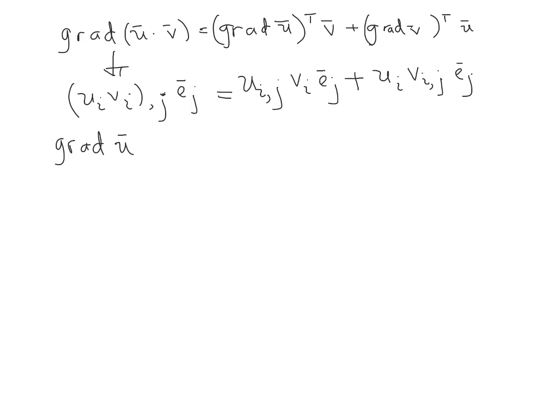Grad u is a tensor. Look at what we have here. U dot v is a scalar. Grad is a vector. So when you do grad with a scalar, it's just like having a scalar multiplication. You get a vector. Grad is a vector, u is a vector, so what you have here is actually a tensor. If you are going to write grad u in component form, this is written as u_{i,j} e_i e_j. That's what we are going to have.